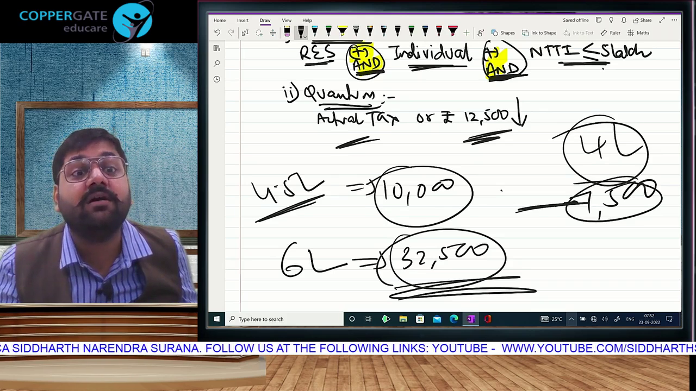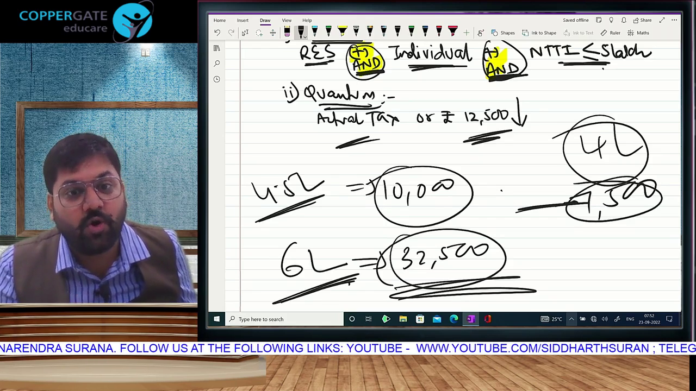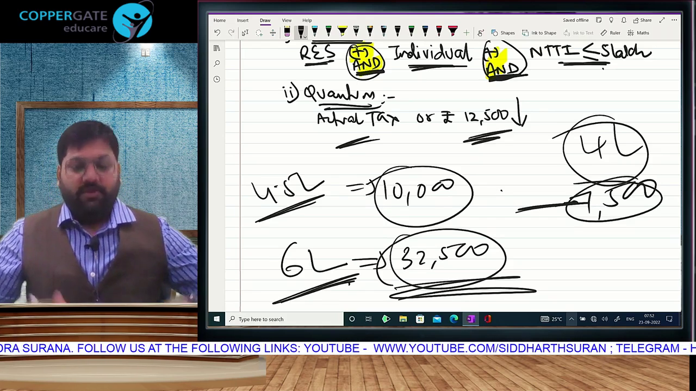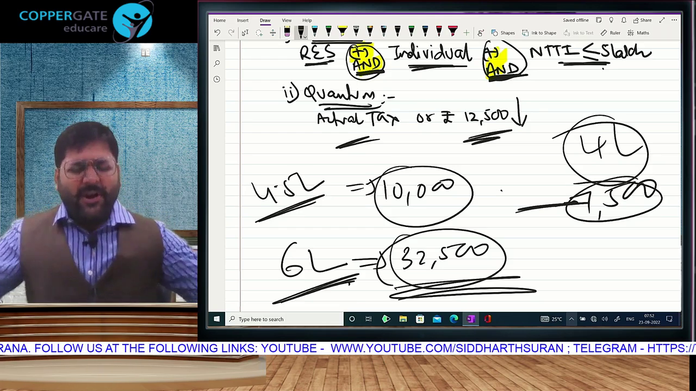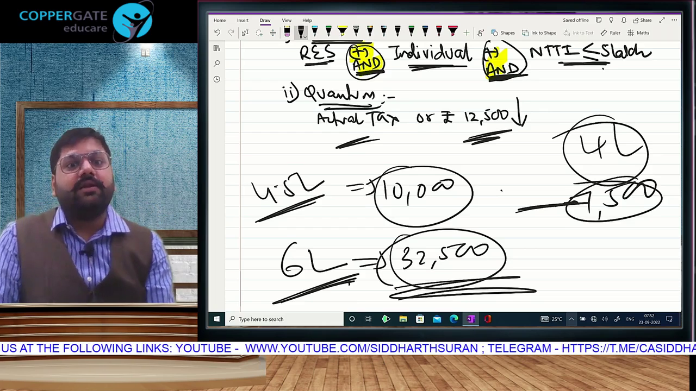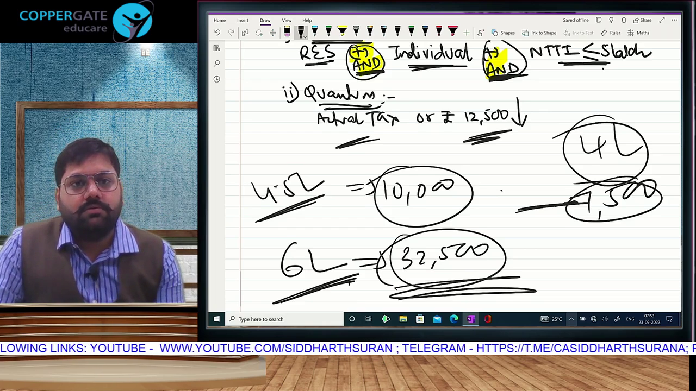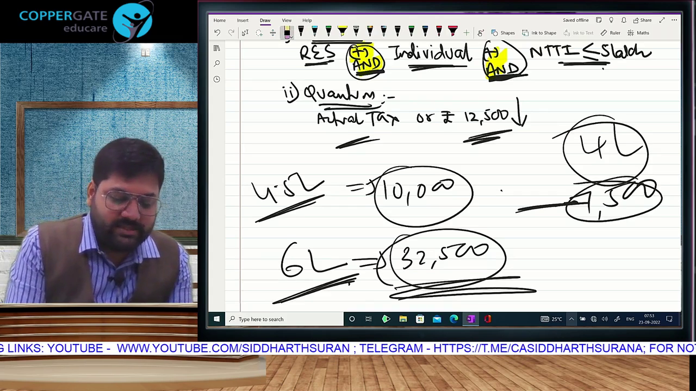We have to check the income. Arey, the brightest students go wrong in overexcitement. The moment they reach 32,500, they say oh, tax has come. No, you have to see that income is more than 5 lakh. So not eligible.